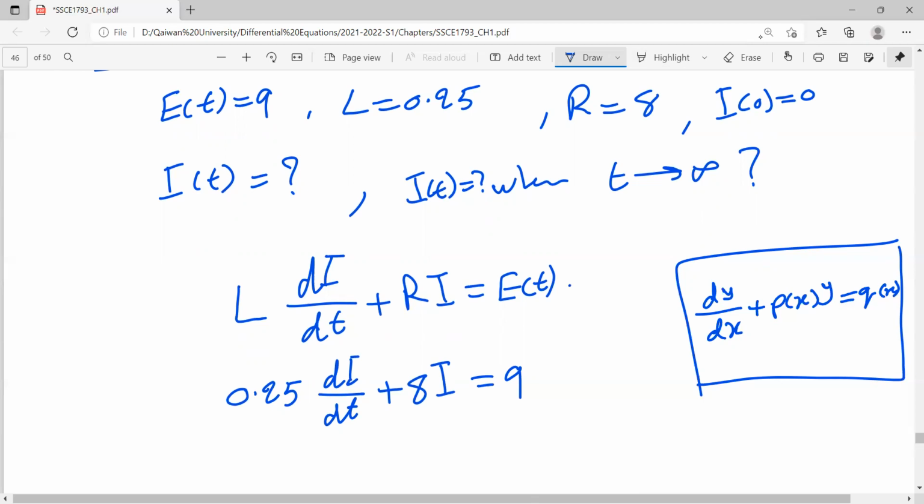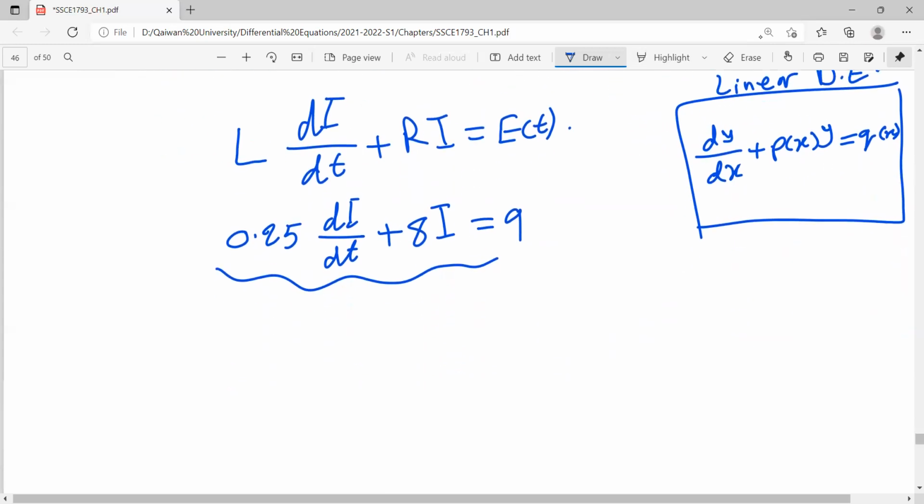Here we have no y in the right hand side. This is a linear differential equation. And this equation is similar to that one, but there in the general form you have dy over dx, but here we have di over dt. Only the variables are changed. It's okay. So this is a linear differential equation.